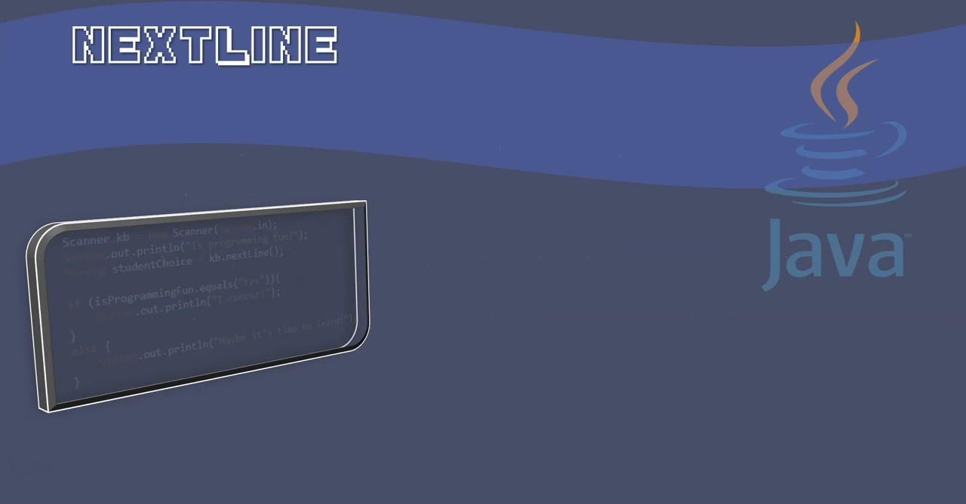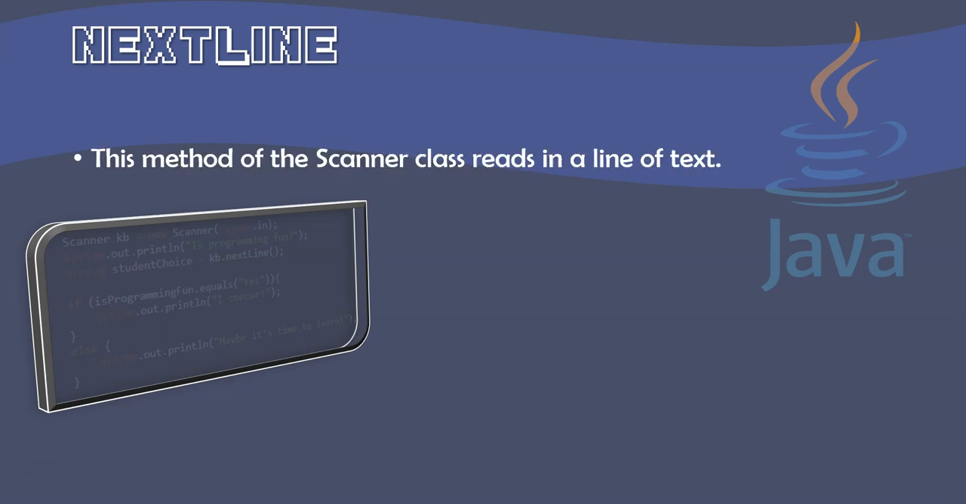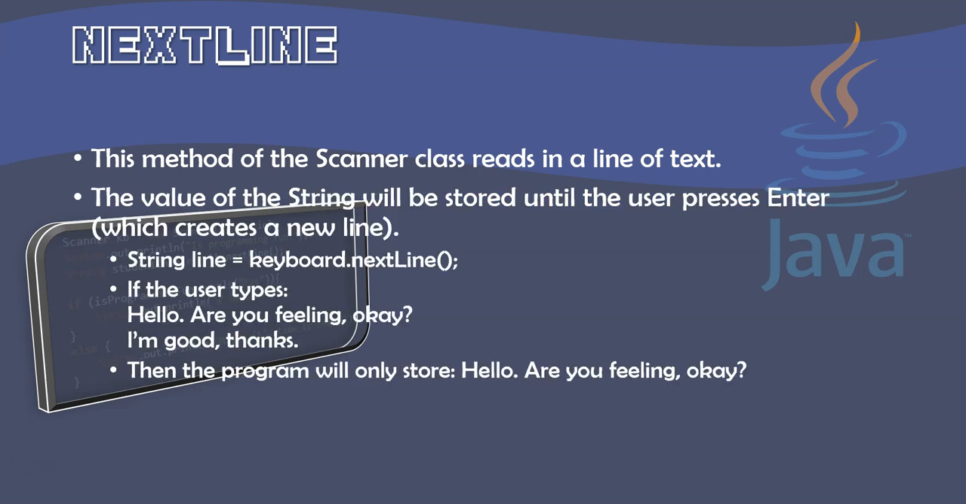Now, if we want something more than simply one word, we need to use nextLine. And this one we'll probably use fairly frequently. This works exactly the same as next, except instead of reading in one word, it's reading a whole line of text. The value of the string is stored until the user presses enter or has some kind of new line termination, which will create a new line.